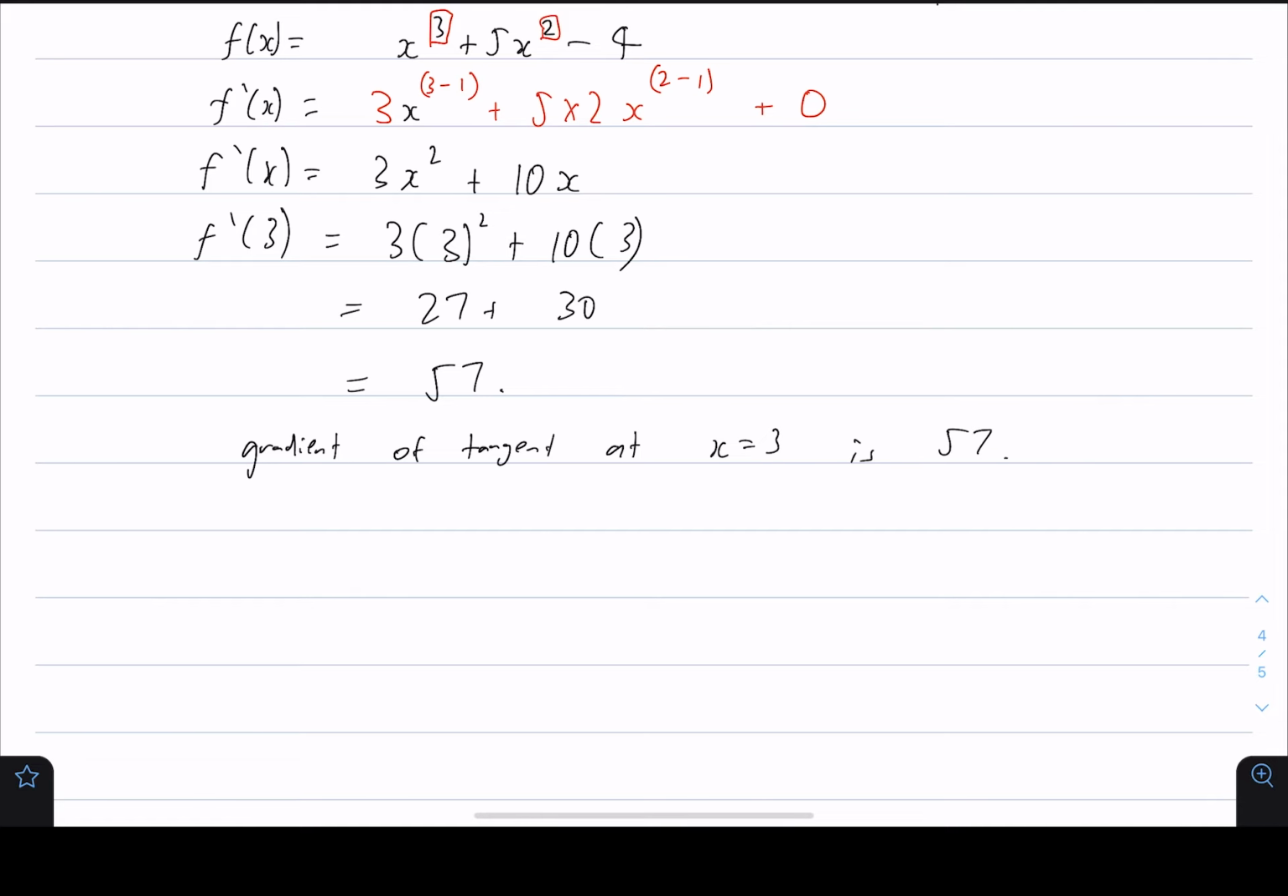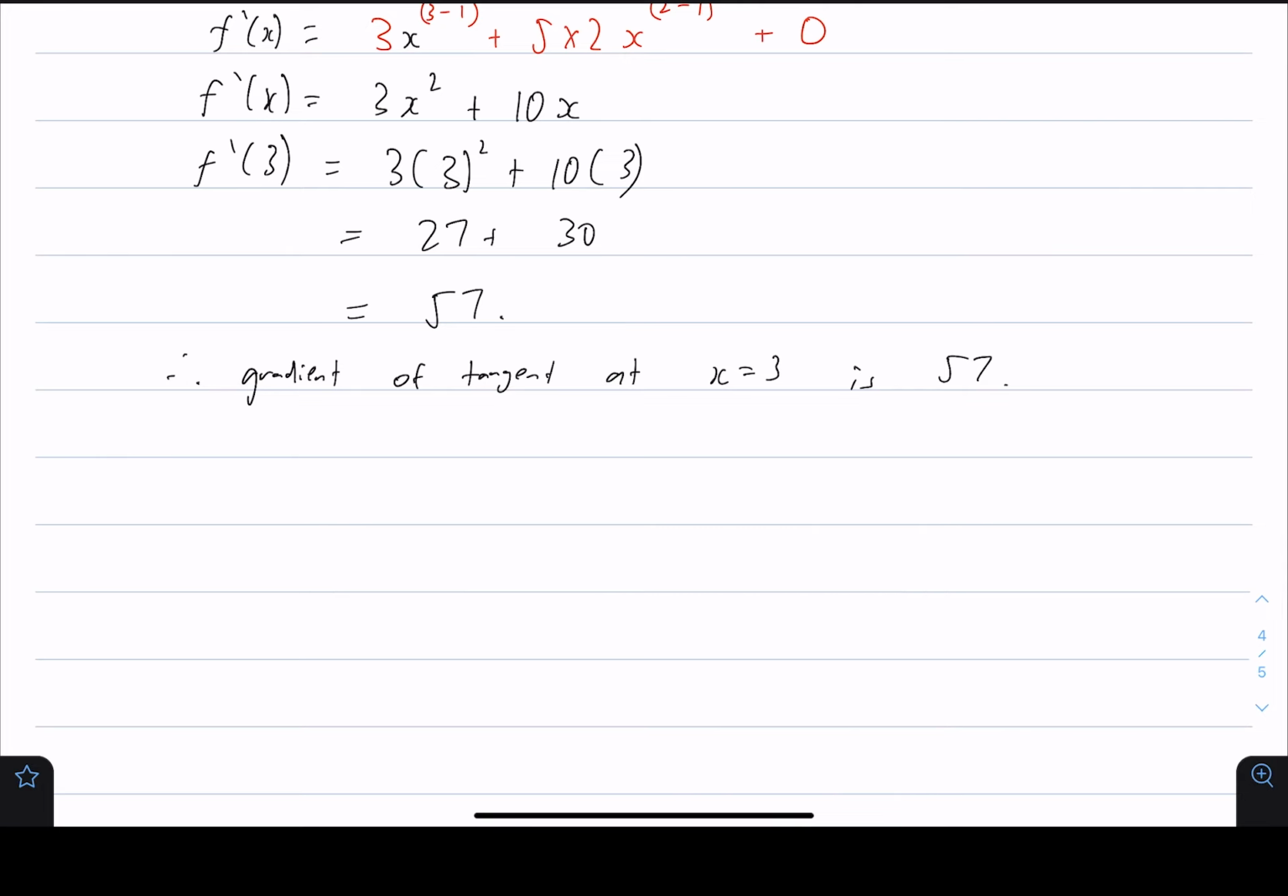Now we need to find the normal. So how do we find the normal again? We take the reciprocal of the gradient of the tangent, for the gradient of the normal. We take the reciprocal of the gradient of the tangent, and we take the negative of that. So m1 equals, or we can say m normal.